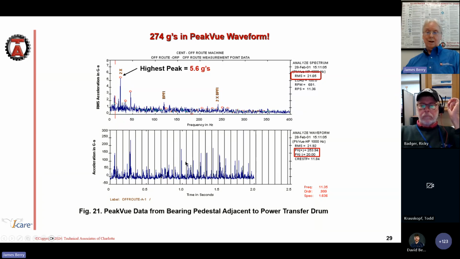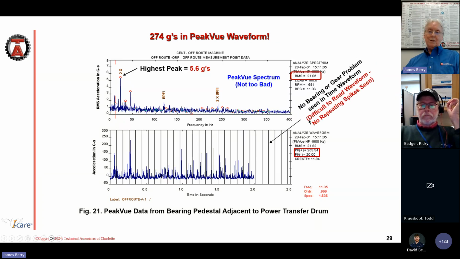What we're saying right here is that it's difficult to read this waveform because there's nothing that keeps occurring at the same time. From here to there is one revolution. From there to there is one revolution. If this spike occurs here, it has to occur right in the same place there and there and there, and it's not. Can't make heads or tails out of this thing.